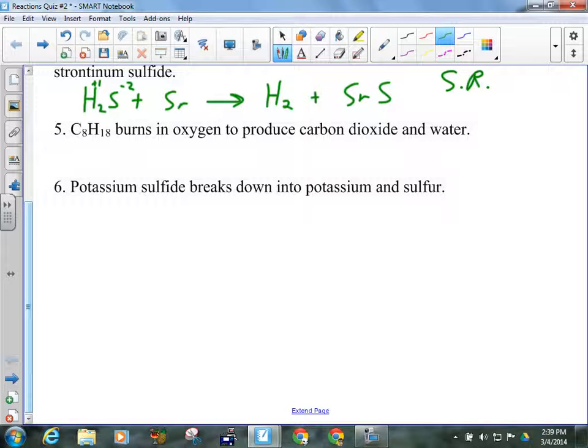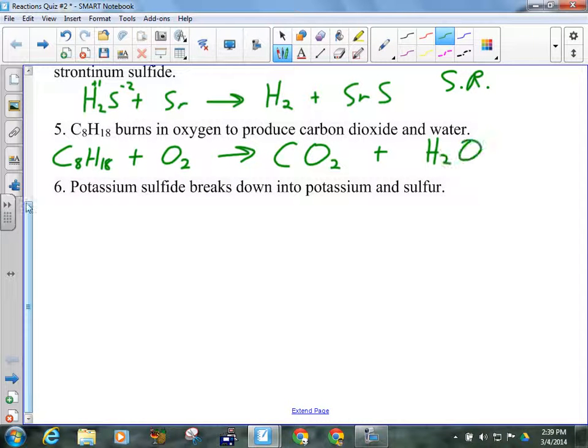Okay, number 5. This stuff is octane. It's the stuff that your car likes. Okay, the active ingredient in gasoline. C8H18 burns in the presence of oxygen to produce carbon dioxide and water. If they have that, give them a mark. What kind of reaction is that? Combustion reaction. So if they have combustion, give them a mark. Now, 2 special rules for balancing combustion reactions. The first rule is balance alphabetically. What is the second rule, Alex?